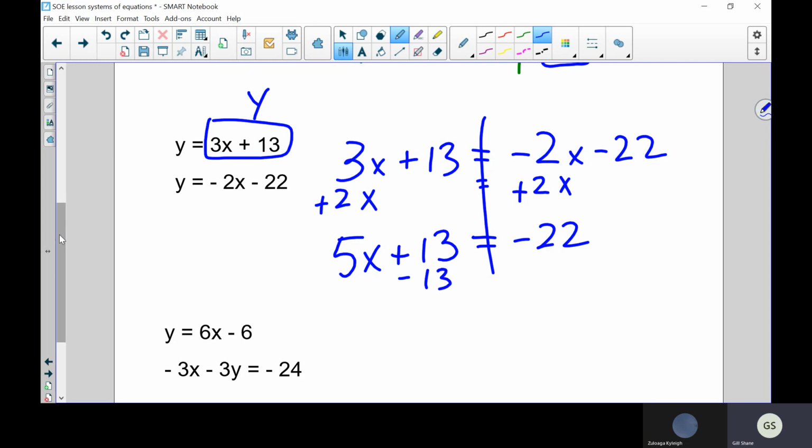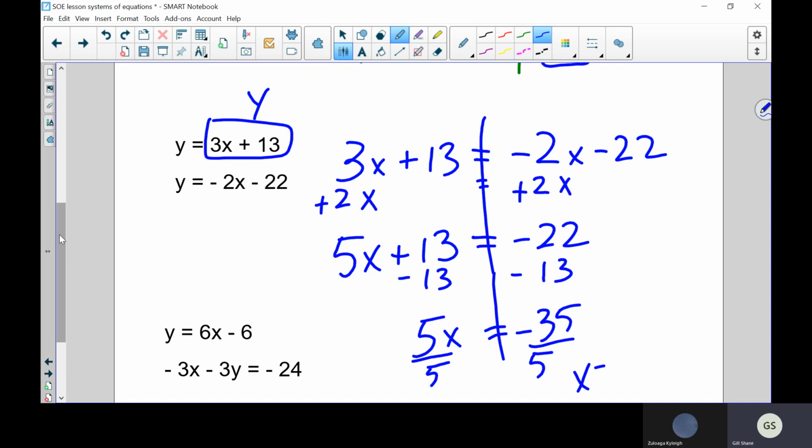Do not get rid of the number that is next to the variable until the very last thing you do. So I get rid of the 13. Now, well, if I'm getting rid of that over there, I got to get rid of it over here. Now my last step, I can do the division. So x is -7. I am not done. I don't have y yet. I don't know what y equals.